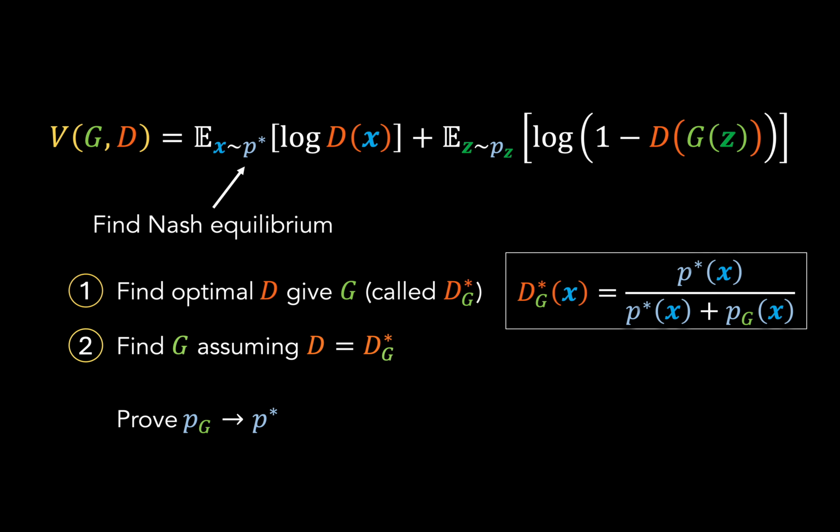So now that we have our first result, let's find our optimal generator given our optimal discriminator. So here we assume that our discriminator remains optimal as the generator also optimizes.